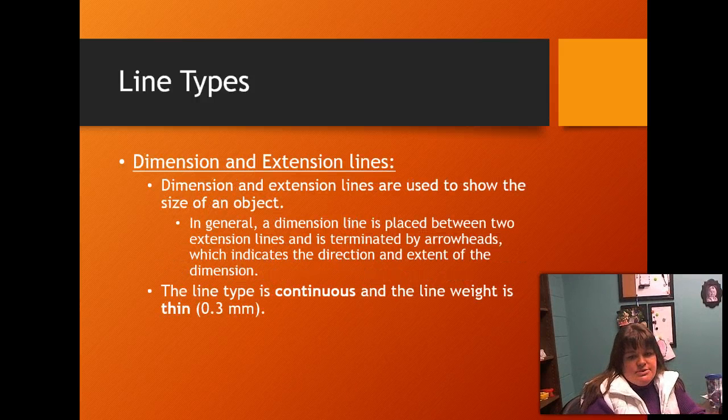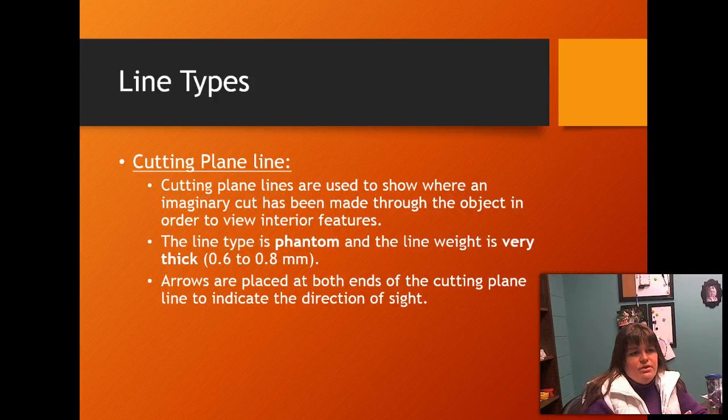The next type of lines you'll see are dimension and extension lines, and those are used to show the particular size of an object. The dimension line is the one that's placed between two extension lines. It's going to have arrowheads on each side of it, and it indicates the direction and extent of that particular dimension. Those are solid lines with arrowheads on them, and the line weight again is thin because it's not so important.